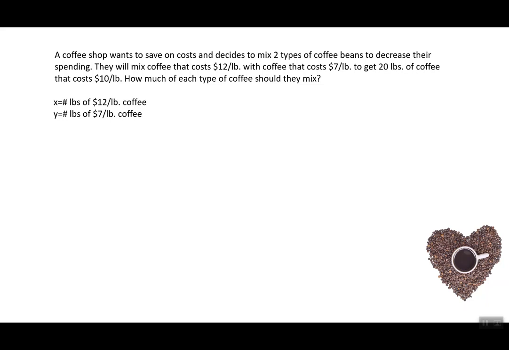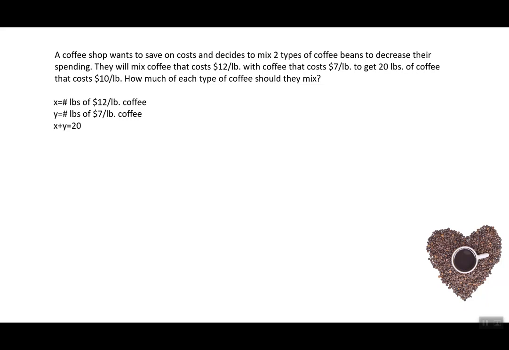So this is kind of what do I know? I know there are two types of coffee. One of them costs $12 and one of them costs $7. Then I start looking at how they are connected. One way is when I add the two types of coffee together, the X and the Y, I'm supposed to come up with 20 pounds of coffee. So that says X plus Y is equal to 20.